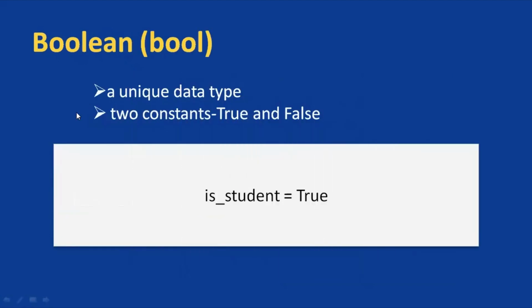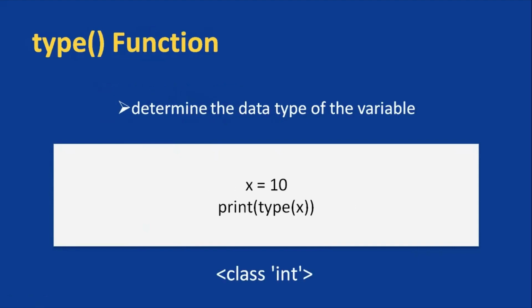Next, let's move on to the Boolean data type. The Boolean data type is actually a subtype of the integer data type, and it is a unique data type that has two constants, true and false. If a variable is student equal to true, that means it will return a non-zero or non-empty value. True means a non-empty value. But false means it will return the value 0. I hope it's clear.